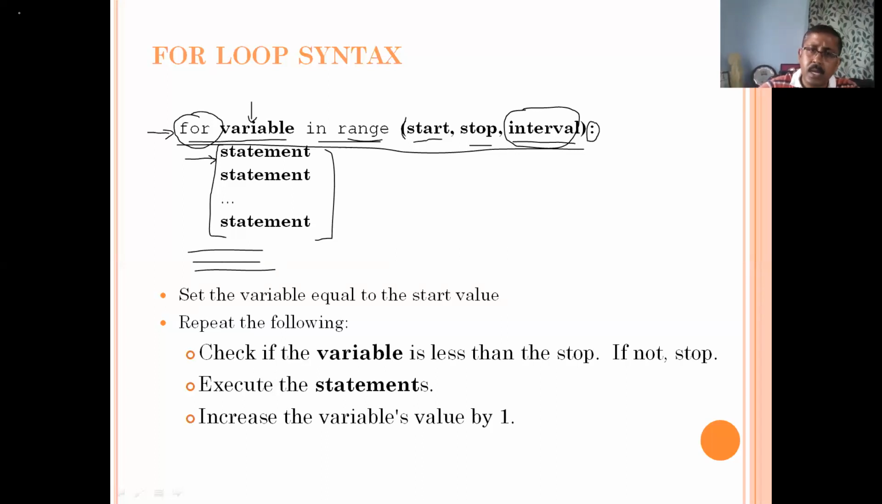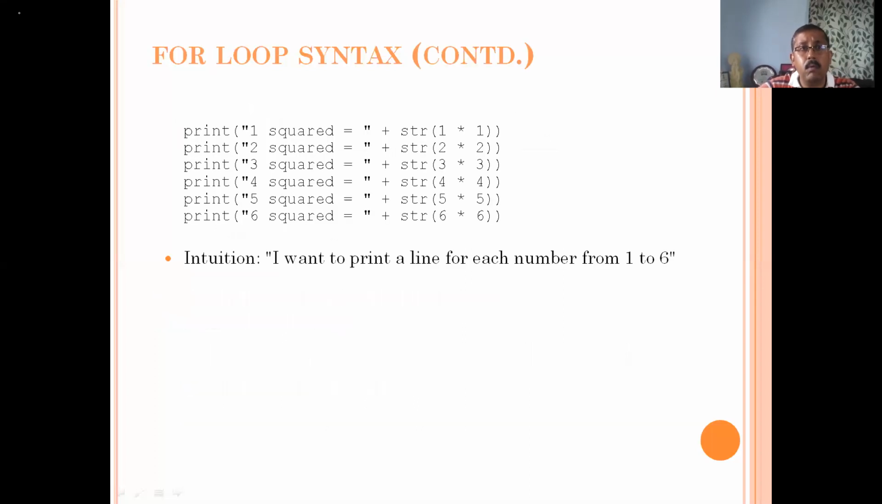Okay, now let's take a few very simple examples, right? Say for example, I want to execute this particular set of statements. Print 1 squared is equal to so and so, 2 squared is equal to so and so, 3 squared. So basically, for 1 to 6, I want to print the statement: 1 squared is so, 2 squared is so, like this, right? How can I use a for loop?